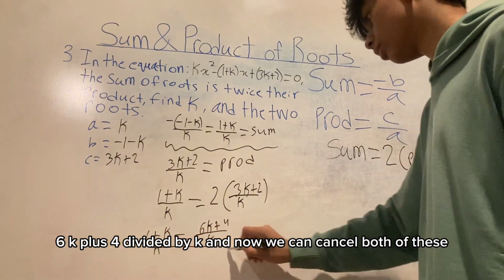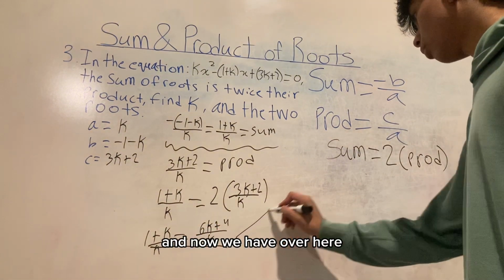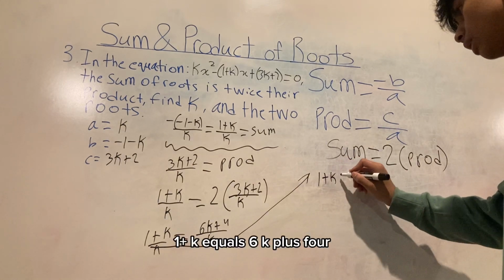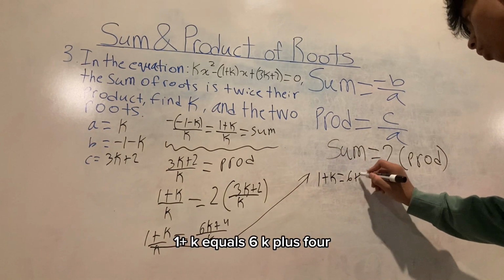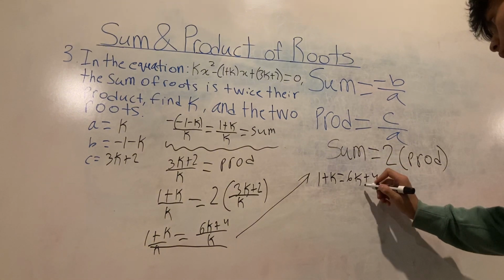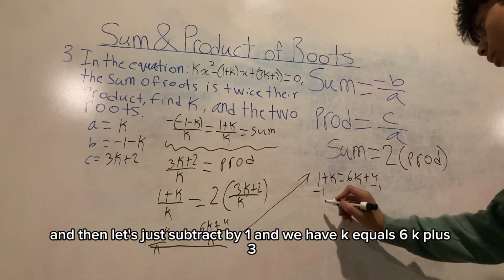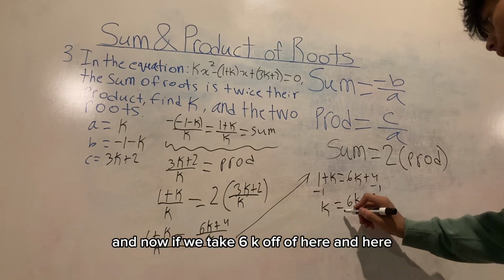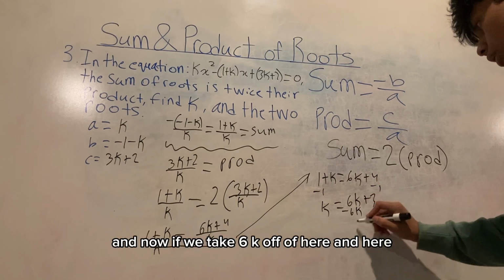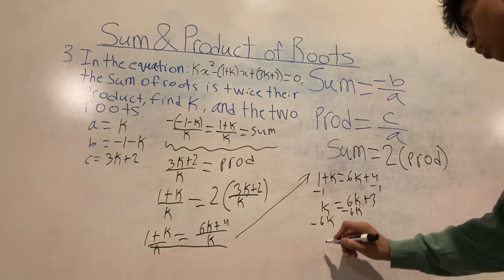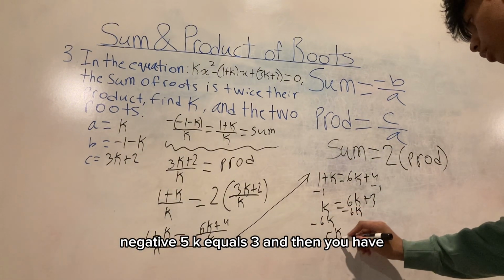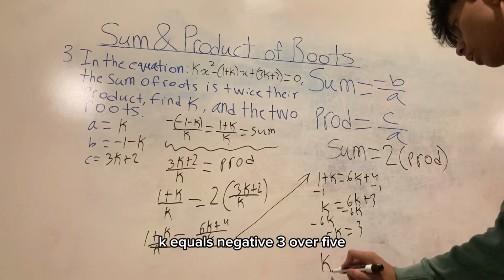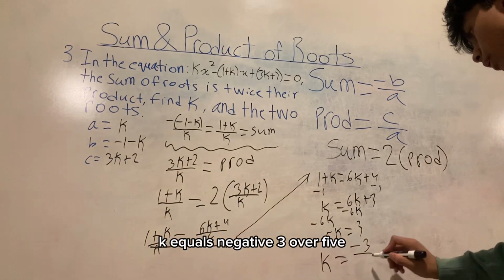And now we can cancel both of these denominators. Now we have 1 plus k equals 6k plus 4. Then let's subtract 1, and we have k equals 6k plus 3. Now if we take 6k off of here and here, negative 5k equals 3. And then you have k equals negative 3 over 5.